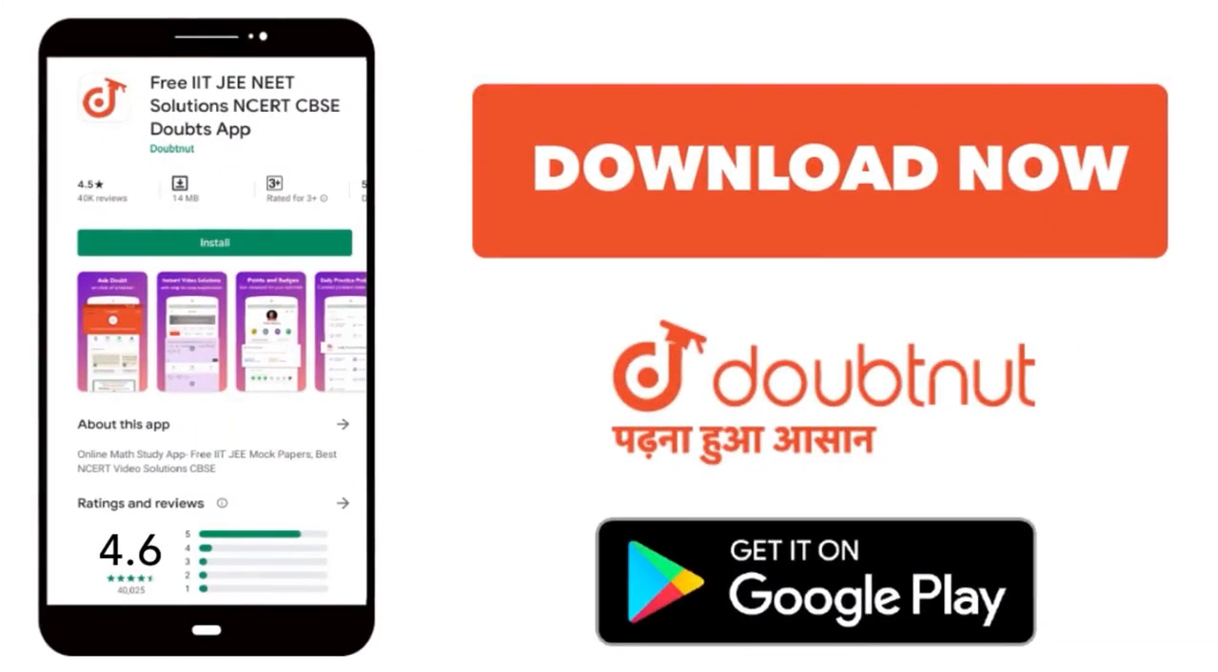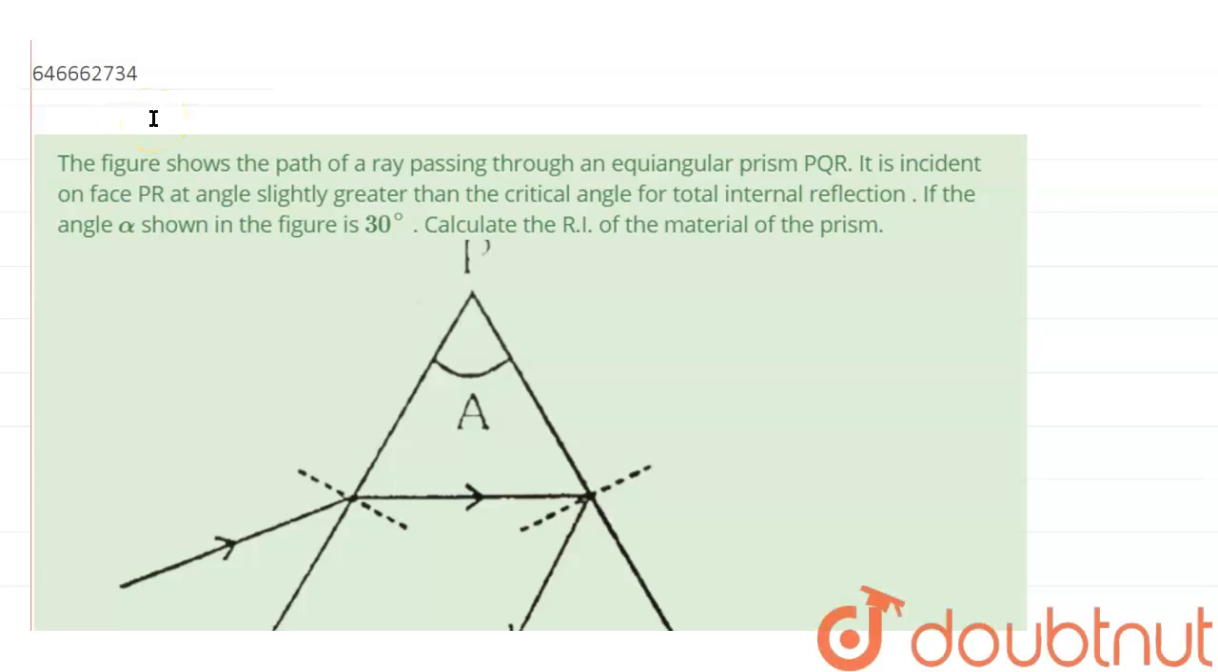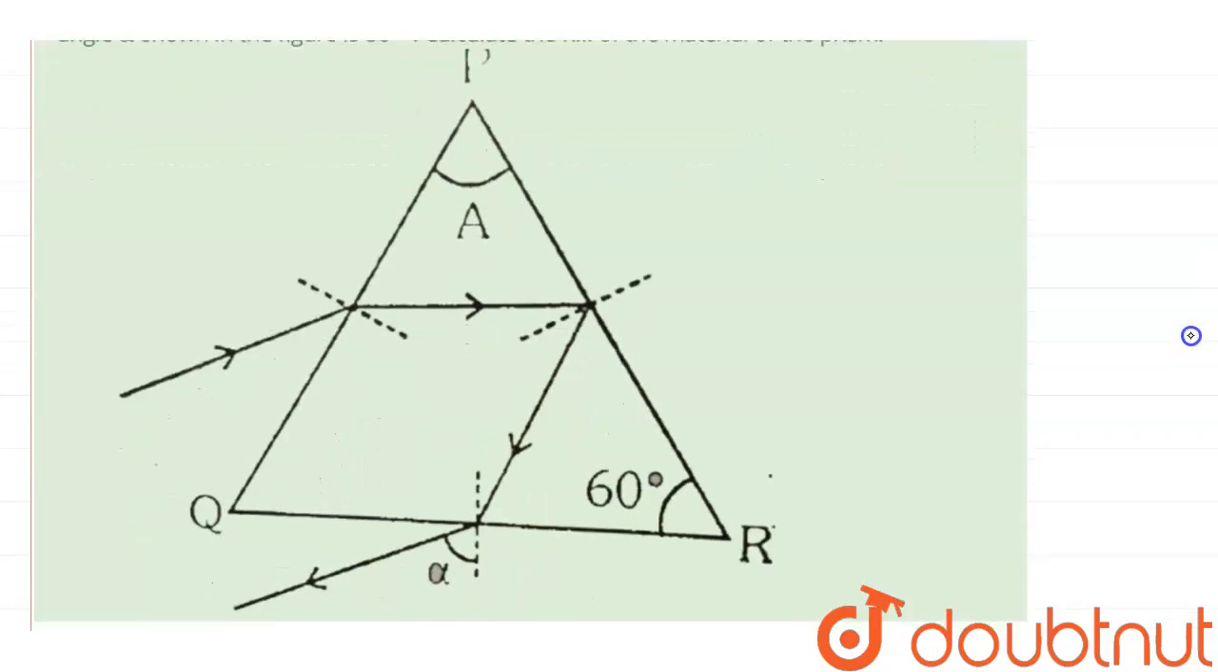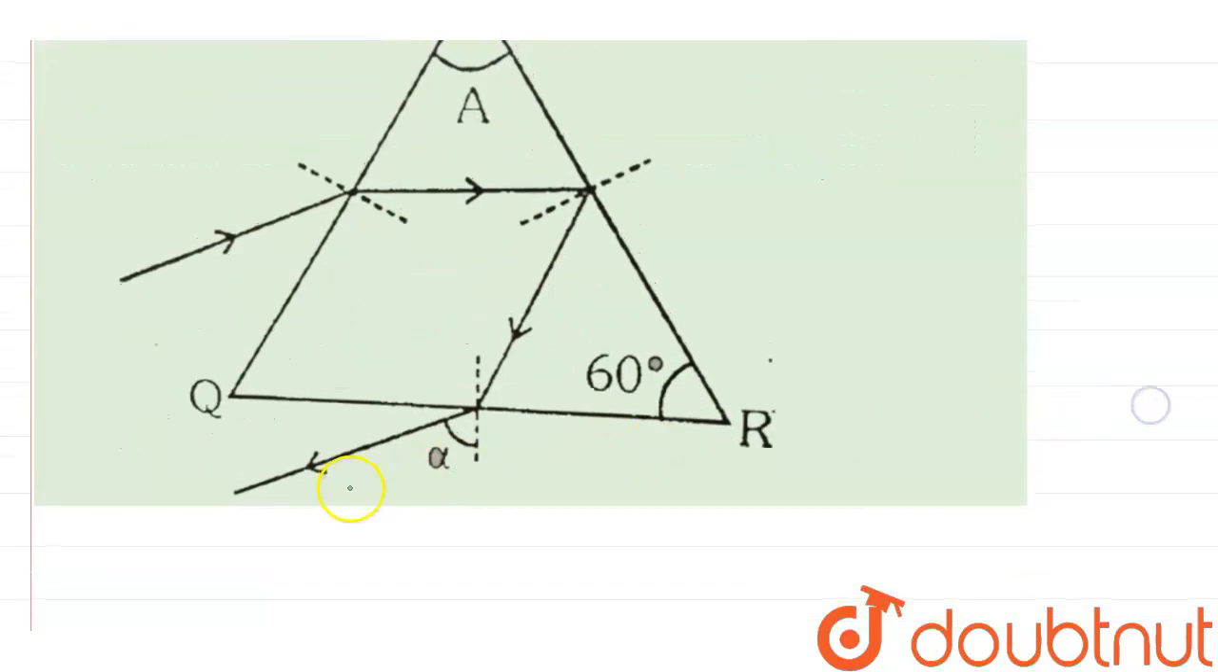Download Doubtnut app today. The figure shows the path of a ray passing through an equiangular prism PQR. Equiangular means that the angle of the prism everywhere is 60 degrees. It is incident on face PR at angle slightly greater than the critical angle for total internal reflection. If the angle alpha shown in the figure is 30 degrees, calculate the refractive index of the material of the prism. So let's try to retrace the path of the light.